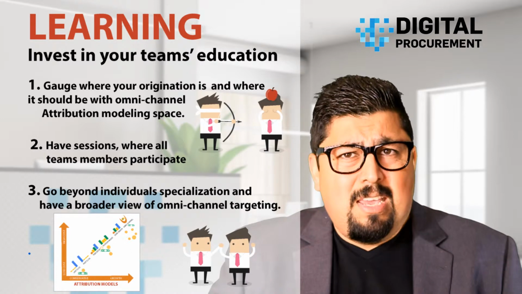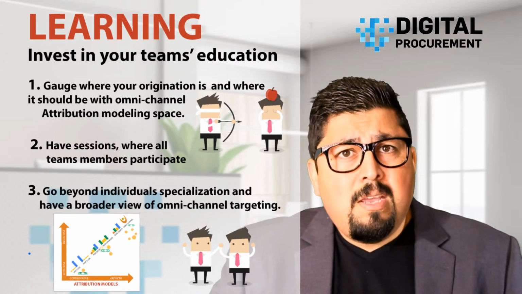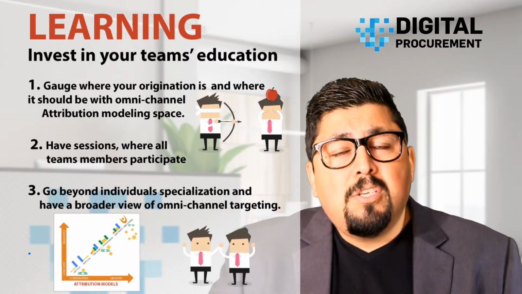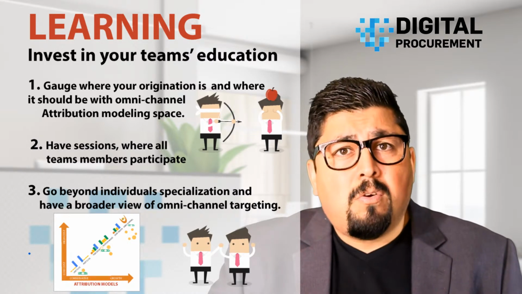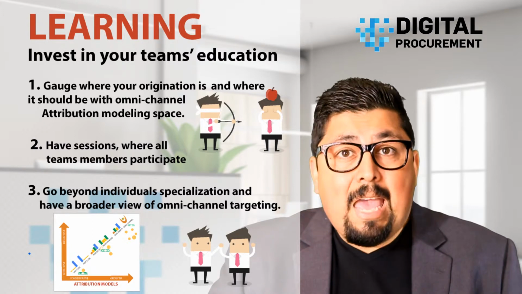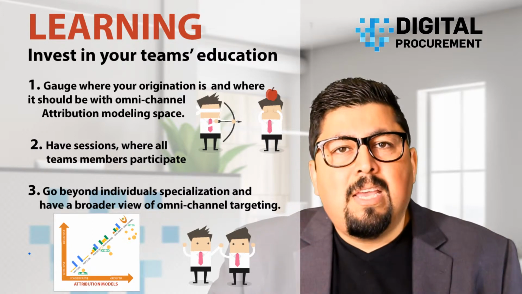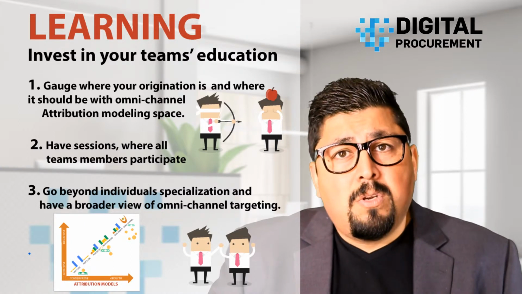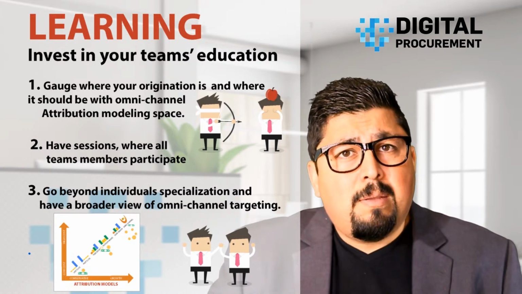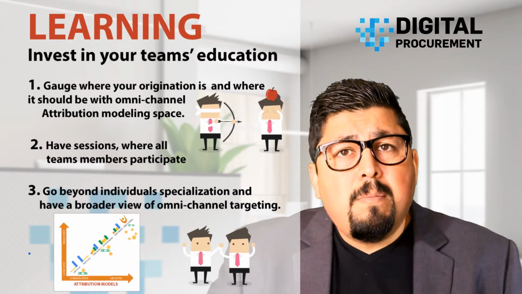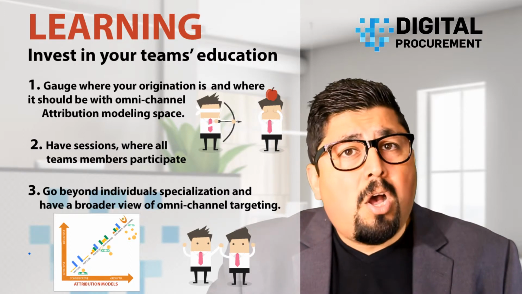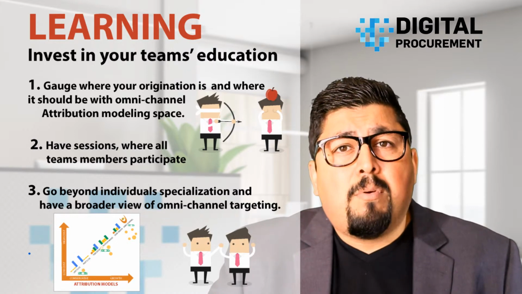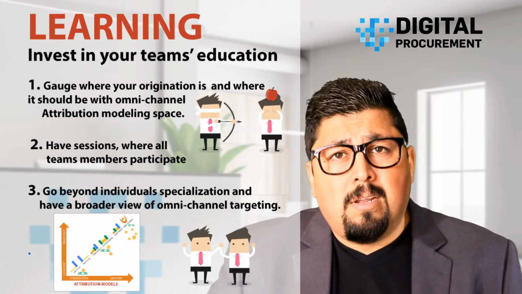Gauging where your organization is and where it should be in the omnichannel attribution modeling space is extremely important. Ensuring basic understanding of attribution models across all levels of your organization can be challenging, but in this digital age, it's absolutely necessary. Internal teams can grow insular, resulting in tunnel vision when it comes to brand growth. So it is absolutely important to have sessions where all the teams participate and go beyond their specialization and have a broader view of omnichannel modeling and targeting.